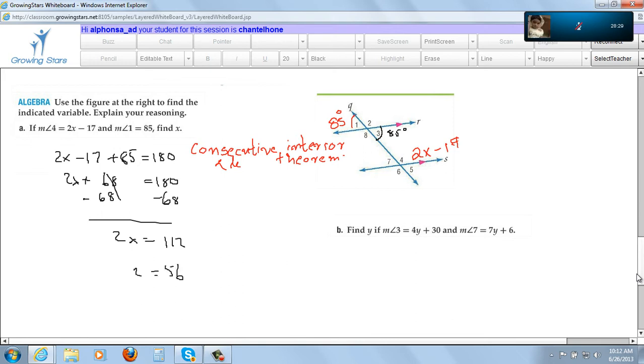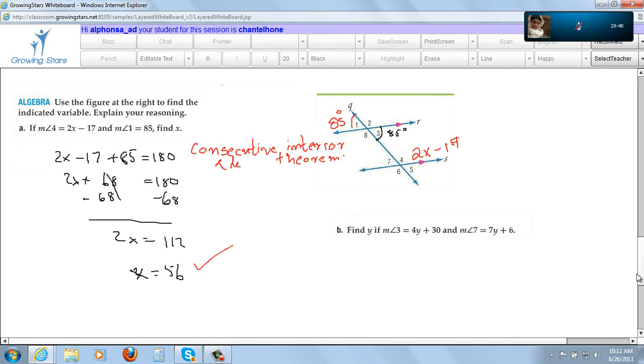Subtraction property, all these things you should mention actually, okay? And here division property, you are dividing 2 on both sides. Clear? Okay. 56. So you got the value of x. Yeah, you are supposed to find the value of x.